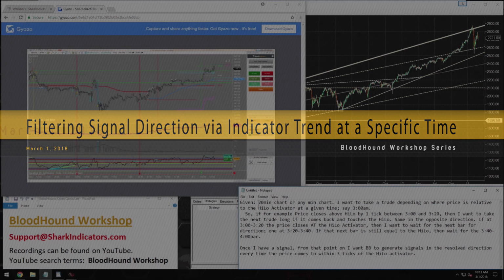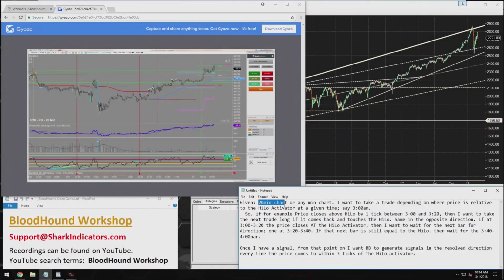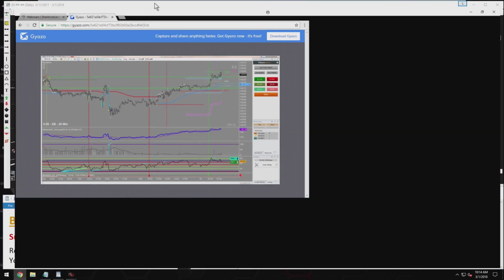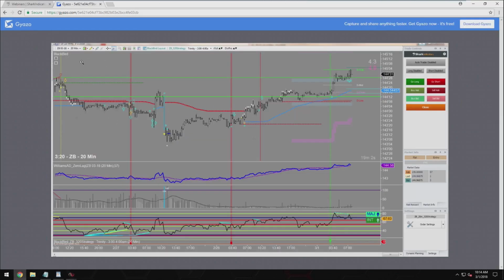All right, so we're starting with something like a 20-minute chart, or in this case, any kind of minute chart here. So let's take a look at the screenshot. And yeah, the screenshot's of a 20-minute chart, and it looks like we have some signals.